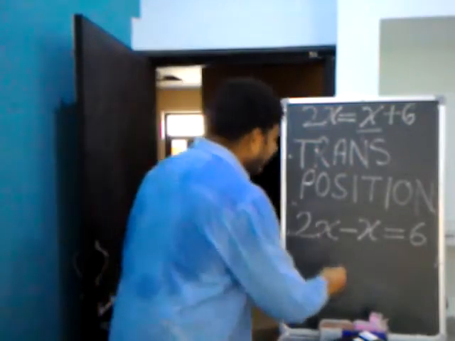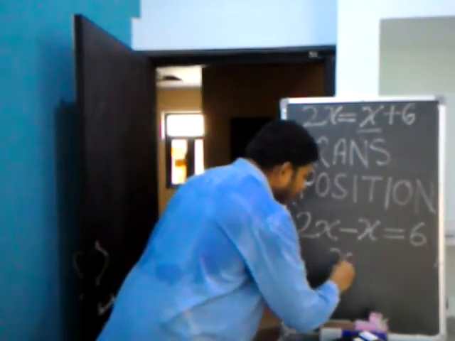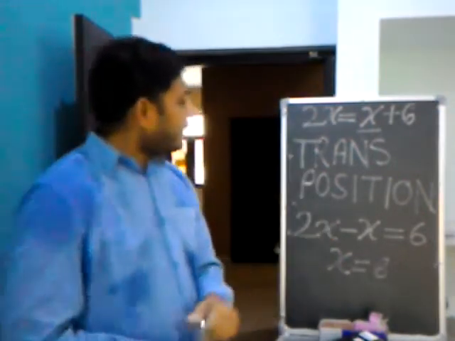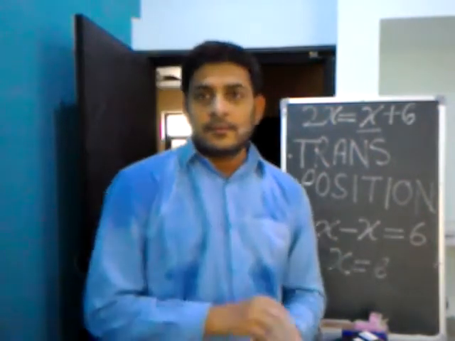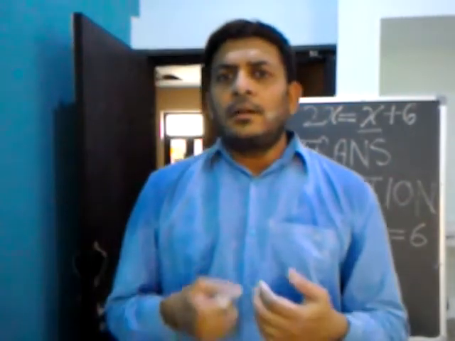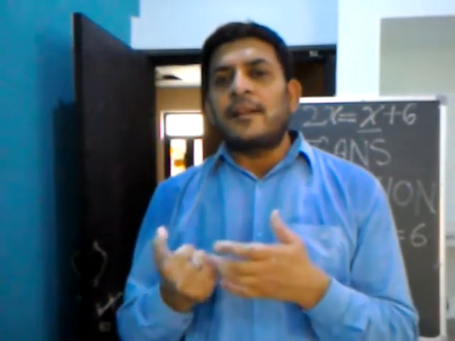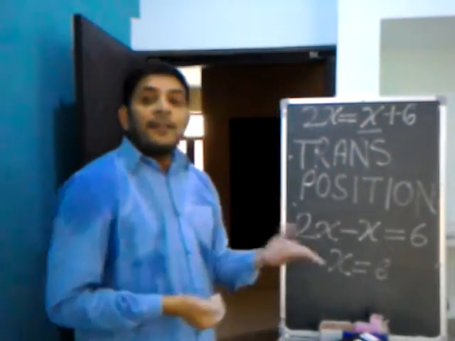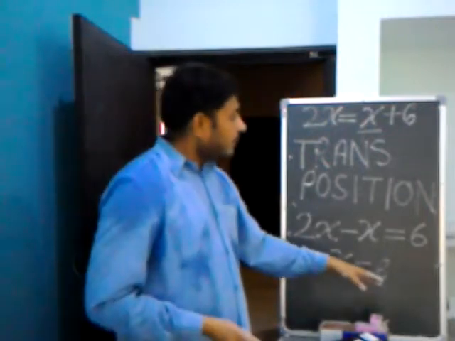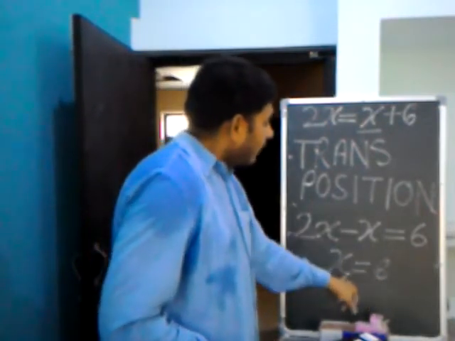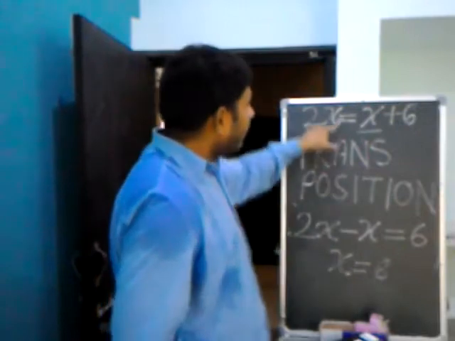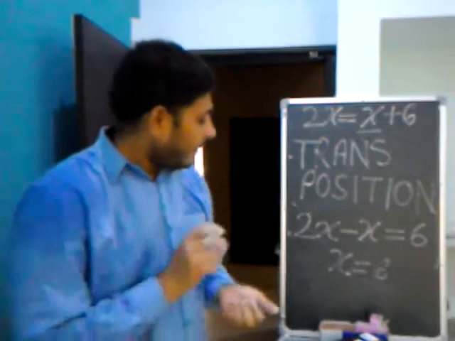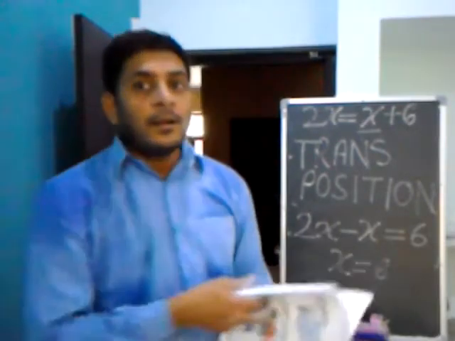So 2x minus x, that is (2 minus 1)x, equals 6. So the value of x is 6. Now, how will I know that my answer is correct? In class 7 we have done this, we have verified all of these. What we did was place the value of the variable here, substituted it and added, and if both sides become equal, then the answer is correct.